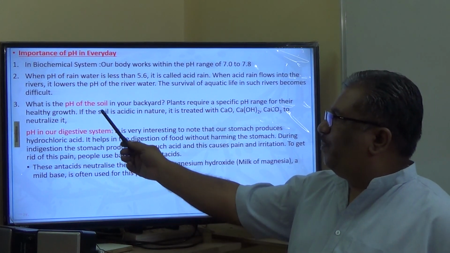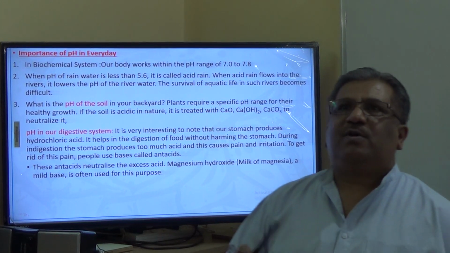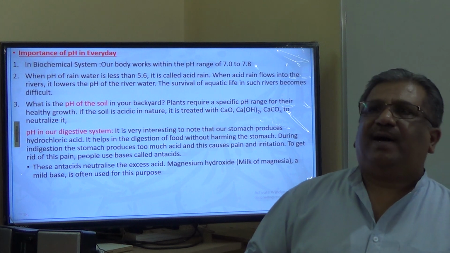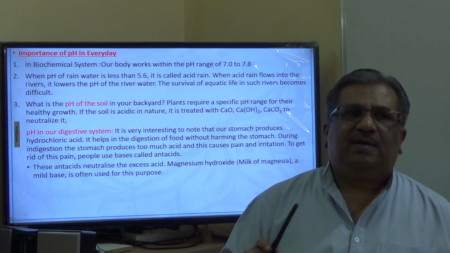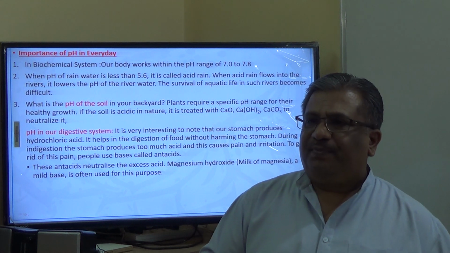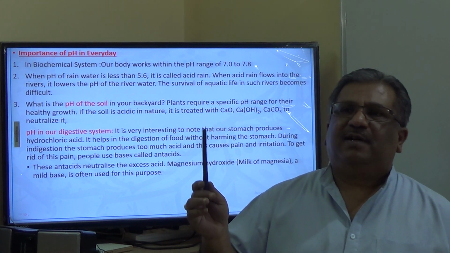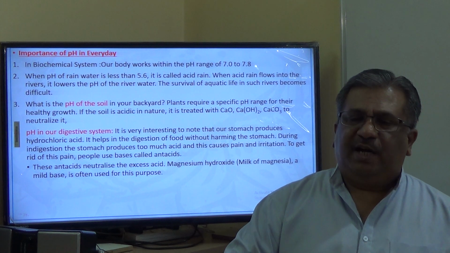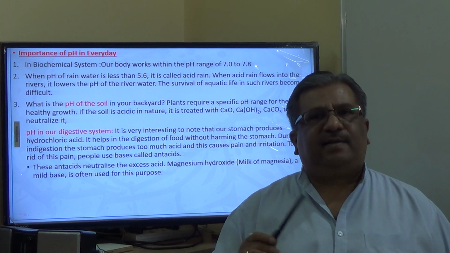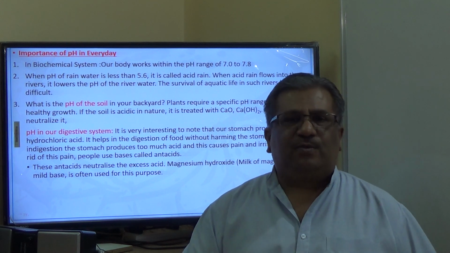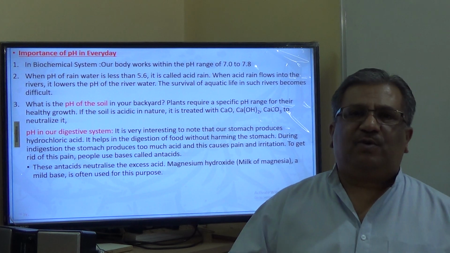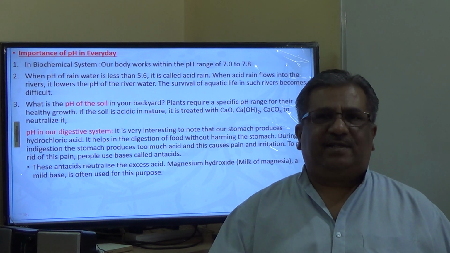Now, what about the pH of the soil? See, most of the plants require a certain pH range, maybe 7 to 7.6 or something like that. That means if the soil condition is acidic due to acid rains and all, then the crops will not grow. So how to treat that? Farmers will generally use calcium oxide, calcium carbonate or calcium hydroxide solution in order to treat the acidity.